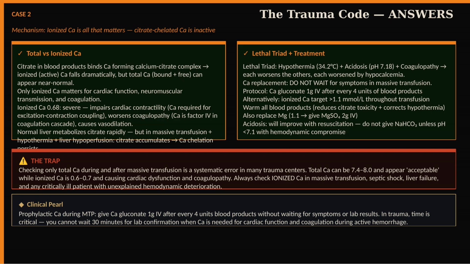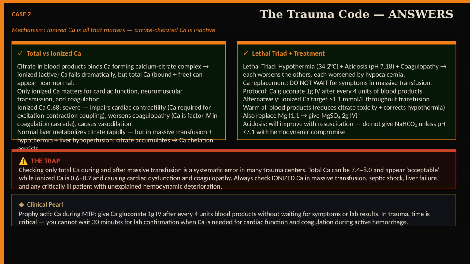And it causes vasodilation. Normally, the liver clears citrate fast, but in massive transfusion, plus hypothermia, plus a hypoperfused liver, citrate piles up and the chelation persists. Now the lethal triad: hypothermia at 34, acidosis at pH 7.18, and coagulopathy. Each one worsens the others, and every one of them is made worse by hypocalcemia. So calcium isn't a side issue here, it's central.